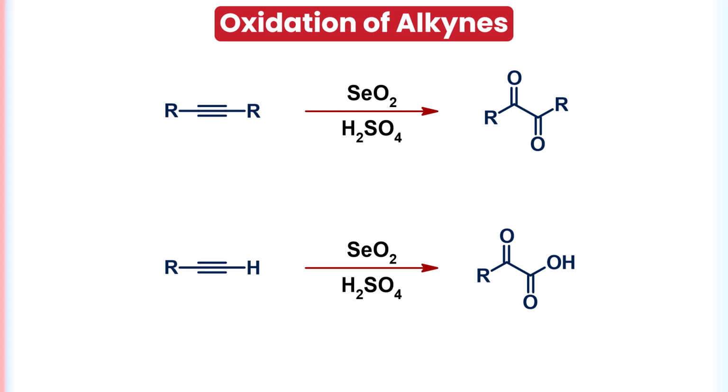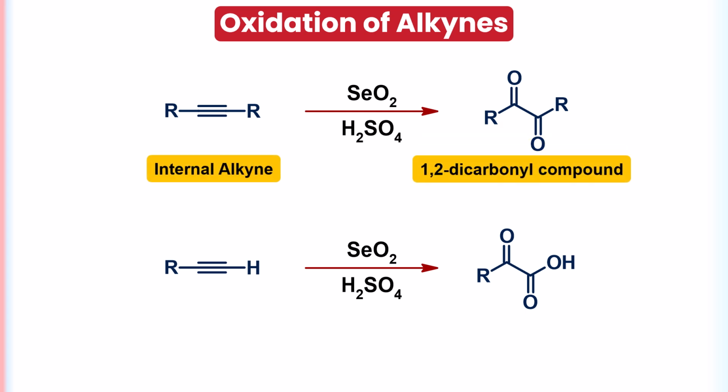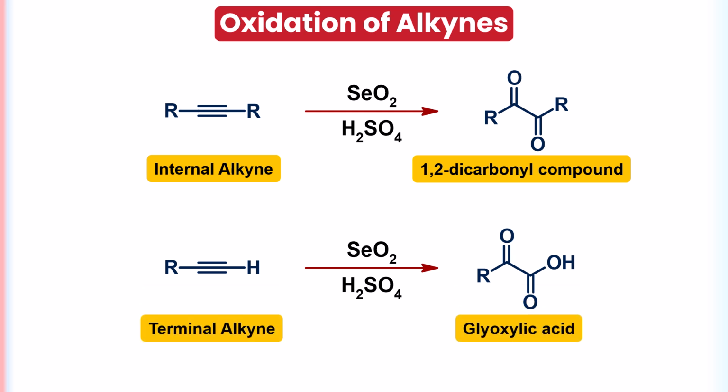In presence of acids, selenium dioxide can oxidize alkynes. Internal alkynes are converted into 1,2-dicarbonyl compounds, whereas terminal alkynes are oxidized further to give glyoxylic acid derivatives. Thus, selenium dioxide serves as an effective reagent for the oxidative transformation of carbon-carbon triple bonds.